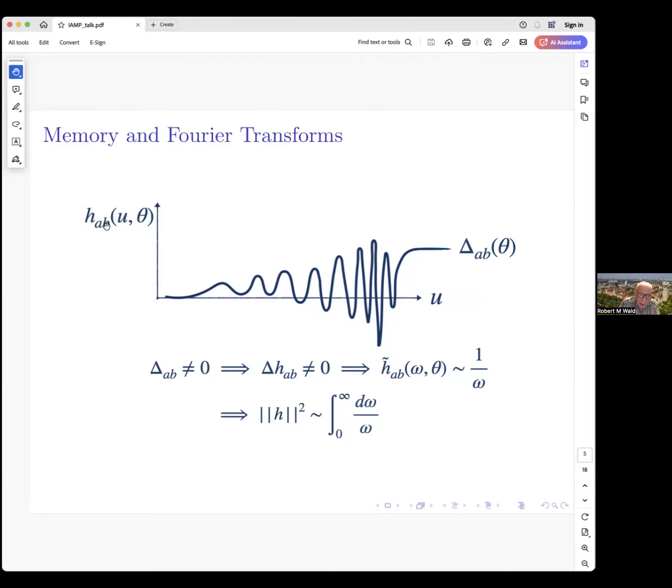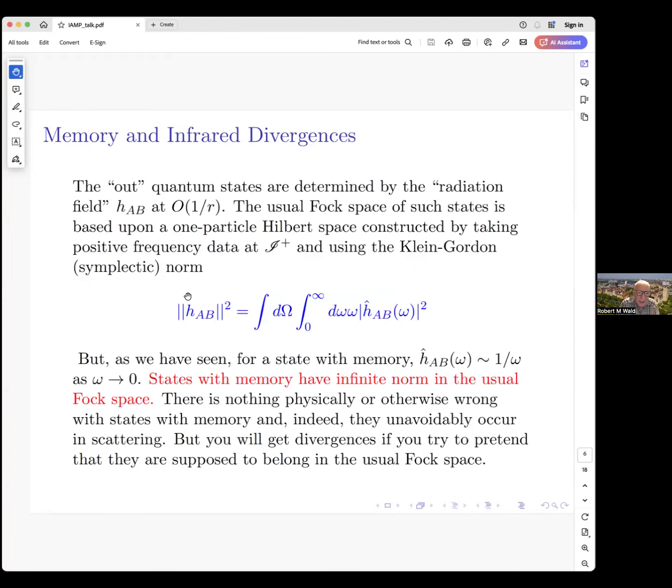So if we look at the angular components of the perturbed metric, generically, when a burst of radiation goes by, as I've said, it won't return to its initial value. There'll be some offset at late times. Well, if you take the Fourier transform of something that has a step like this, you find that at low frequencies that behaves like 1 over frequency. There's an infrared divergence in that.